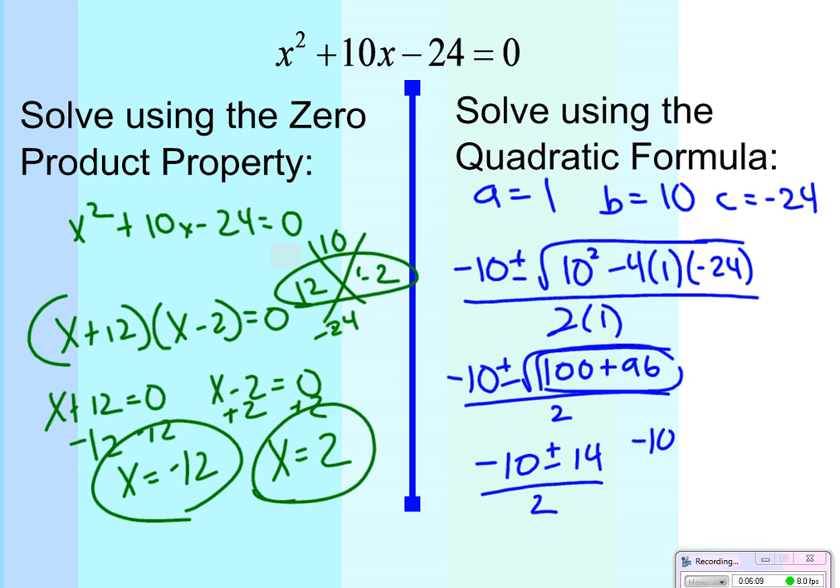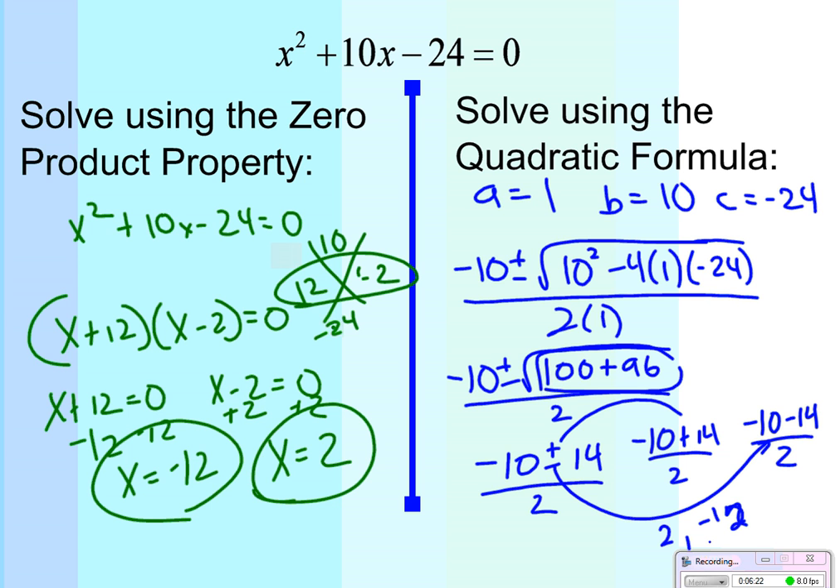So I get negative 10 plus 14 divided by 2, and negative 10 minus 14 divided by 2. This is where I split it. This one goes here, this one goes here. So this becomes 2 and negative 12, which is exactly what I matched up on the left.